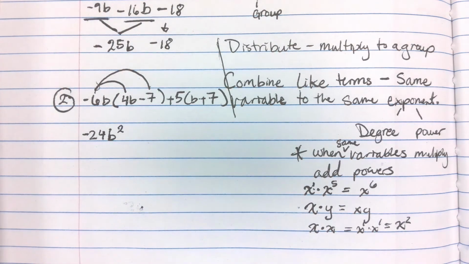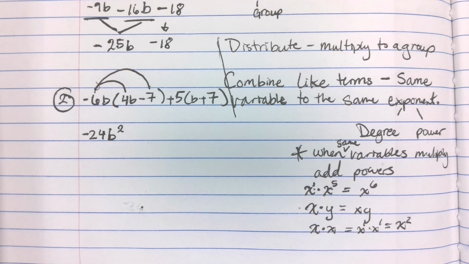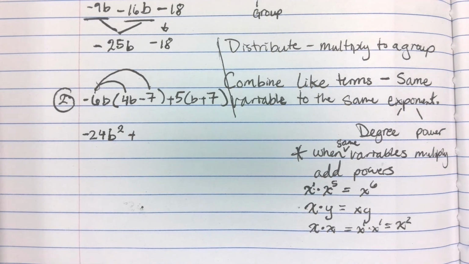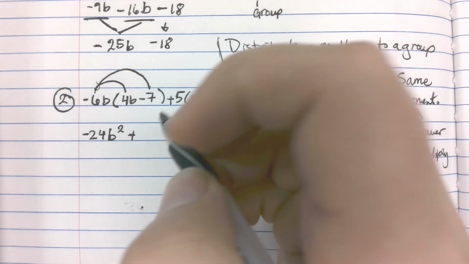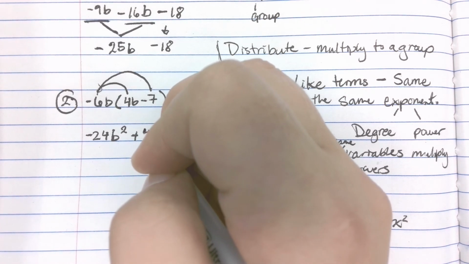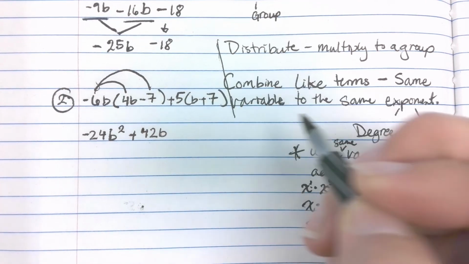Let's go to the next part. Negative 6b times negative 7. What's a negative times a negative? Positive. So we know it's going to be a plus. What's 6 times 7? 35? 42. 35 is 7 times 5. You're 1 off. And don't forget your b.